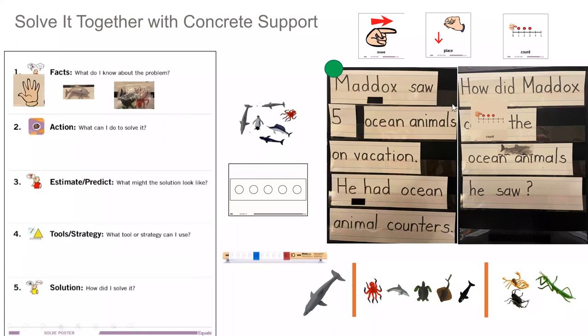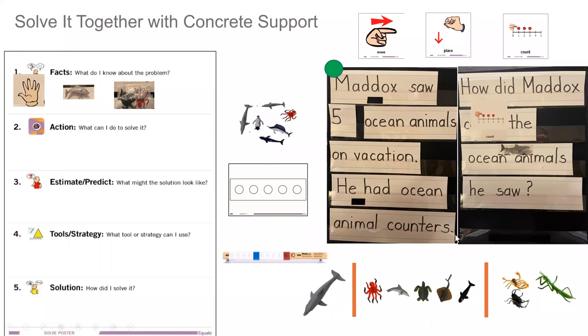I also wanted to point out the idea of using concrete support in problems so students can identify facts right from the problem and place them on the solve poster. I use sentence strips and a double-sided easel pocket chart, and I had to reduce the problem, make it simpler, and teachers can do that. And then this makes a lot of sense for students who need that concrete support.